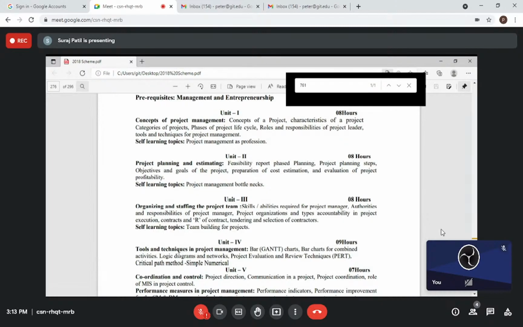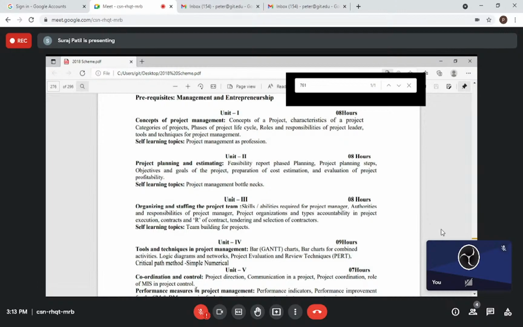Scheduling, that we are calling it as scheduling. Tools and techniques used for the scheduling. Among all the n number of tools and techniques available, out of that we are learning the networking technique, that is PERT and CPM. So this unit is the numerical one, and all the other 4 units are theoretical.